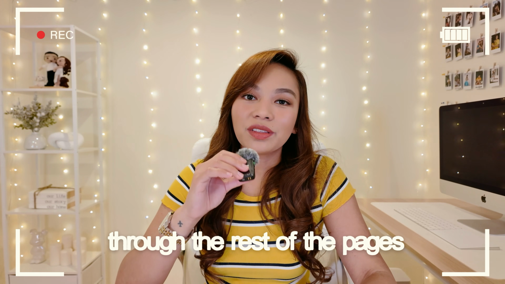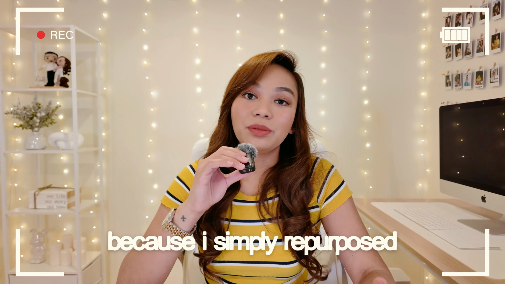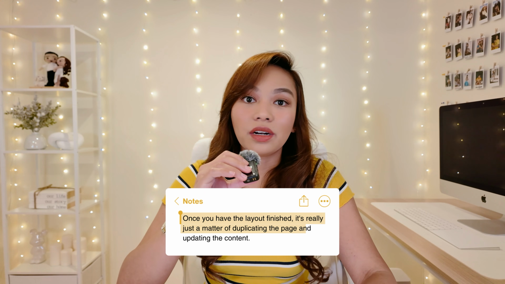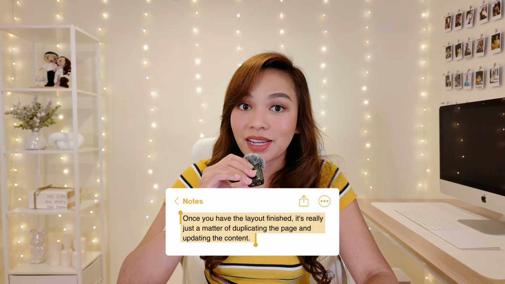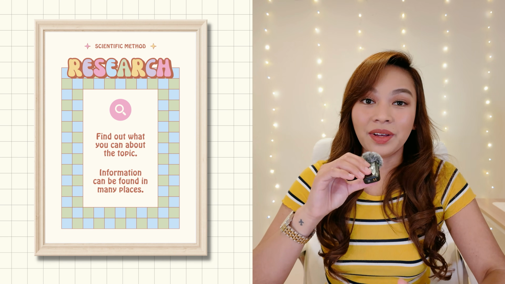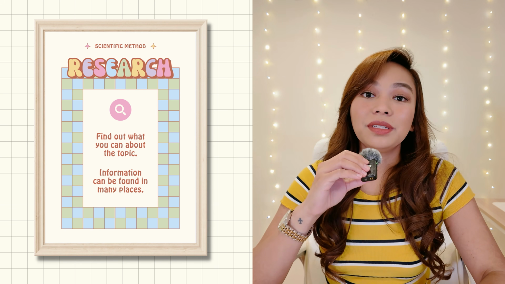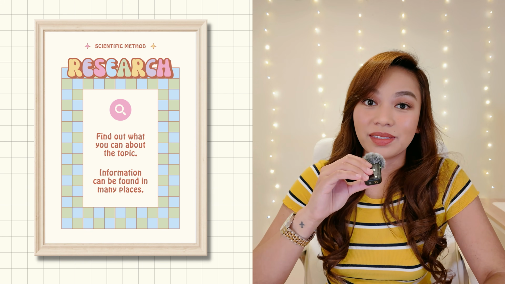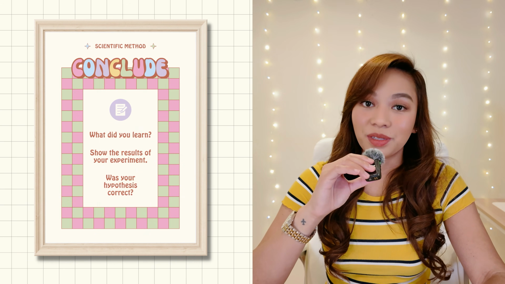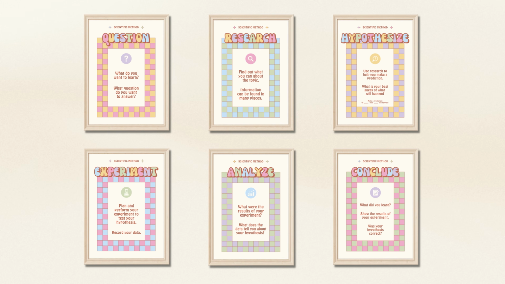Now, I'm not going to walk through the rest of the pages because I simply repurposed the first one we just created. Once you have the layout finished, it's really just a matter of duplicating the page and updating the content. This page is the research step. As you can see, I changed the colors, replaced the icon inside the circle to match the step, and updated the heading along with the supporting questions. I followed that same process for the remaining steps: hypothesize, experiment, analyze, and finally conclude. Together, these make up a complete scientific method poster set.